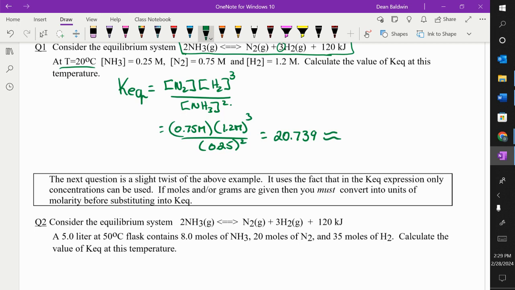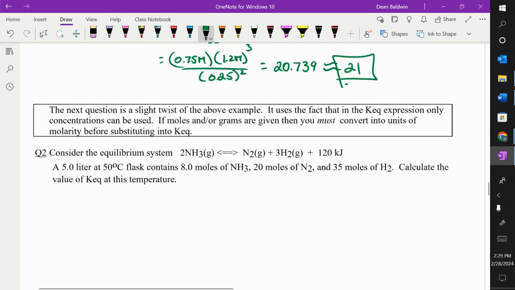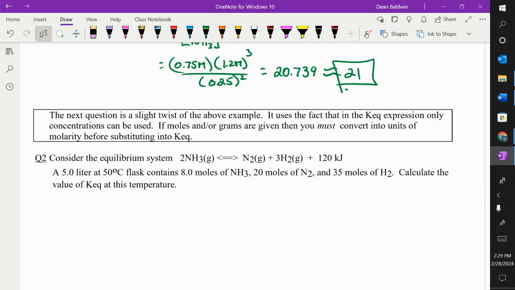I don't know, my sheet says 9, but it doesn't. That's kind of irrelevant because we're going to use sig figs, right? So what are the sig figs here? Has to be 2 sig figs. So what should the answer be? 21. What are the units? There are no units. So it's just 21. KEQ for this reaction at 20 degrees is 21. Okay? That's the most straightforward KEQ question you can have for a math problem.